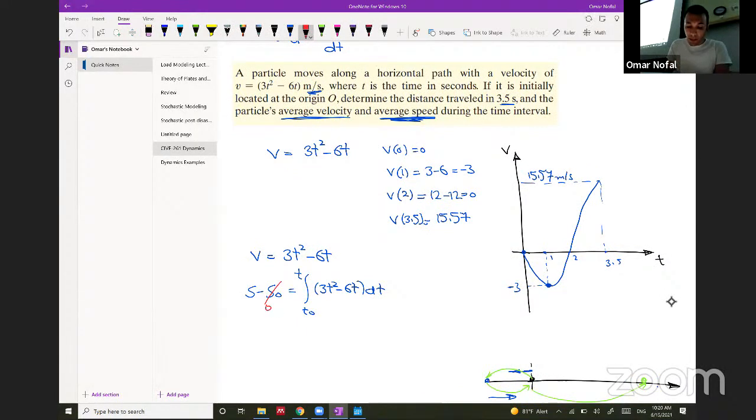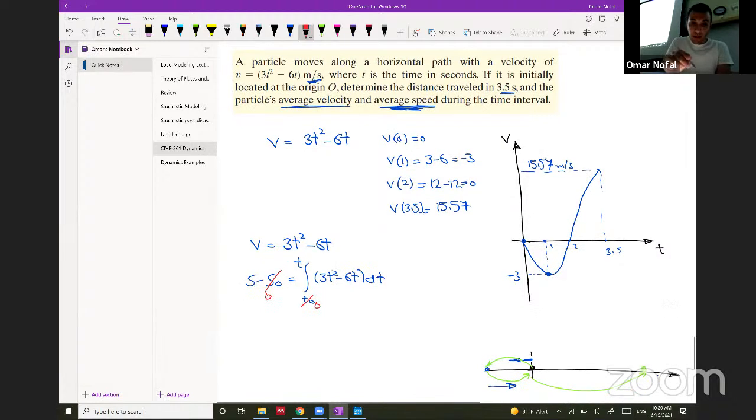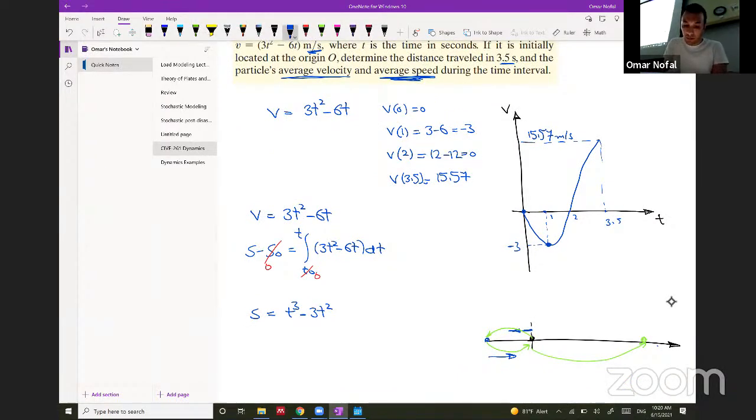So let's integrate this. We have s node equal to 0 and t node equal to 0, and you will end up with s equal to t cubed minus 6t squared over 2, which is 3t squared. If you want to get the distance at each one of these steps, let's do the same. s at t equals 0 will be 0. s at t equal 1 should give you 1 minus 3, which is negative 2 meters. And s at t equal 2 should be t cubed minus 3t squared, so 2 cubed minus 3 times 2 squared, which should be negative 4 meters.